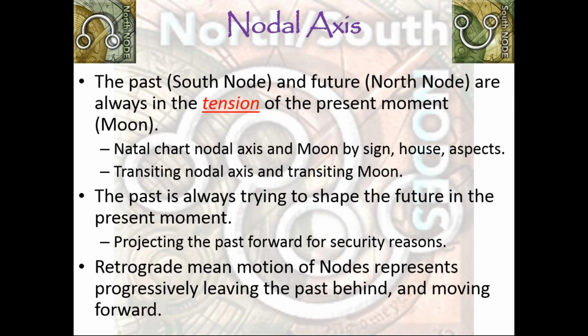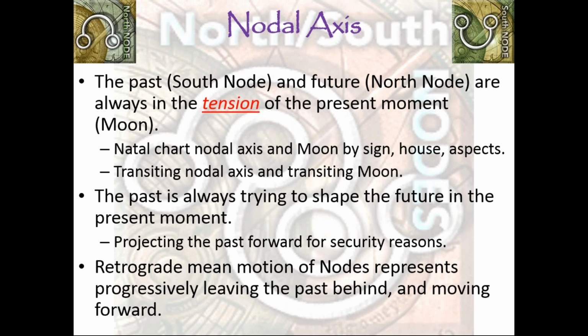Now, the past and the future are always in the tension of the present moment. And nowhere do we know that more directly than the South Node and North Node being in the tension of the present moment with the moon. We can look at this two different ways. We can look at it natally, where your natal South Node, North Node, and natal moon are at, to see where you're always in the tension between past and future and trying to evolve. And you can look at it by wherever the transiting nodal axis is in the sky, along with the transiting moon.